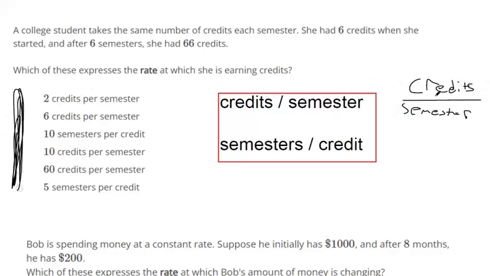But either way, if that whole conversation is confusing you, you're probably okay. The big idea is that your independent variable, like time, goes on bottom. And the thing that's getting affected by that independent variable goes up top, the dependent variable. Okay, so 66 credits. She's had 6 credits to start. And after 6 semesters, she had 66. So that's a gain of 60 credits over 6 semesters, which simplifies to be 10. They're earning 10 credits per semester.